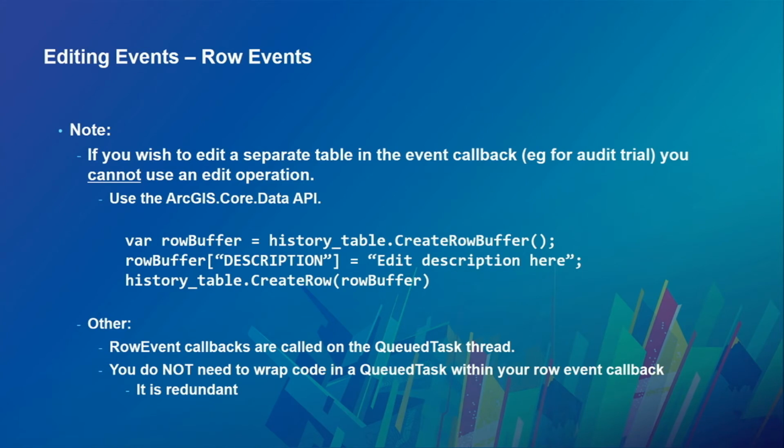This is going to change in 2.4. As part of 2.4, what we're actually going to give you in the row event args is the actual operation object. So there won't be quite as much need to use the geodatabase API at 2.4, but right now this is the way to go ahead and do it. And the sample I'm going to show you is going to illustrate this.